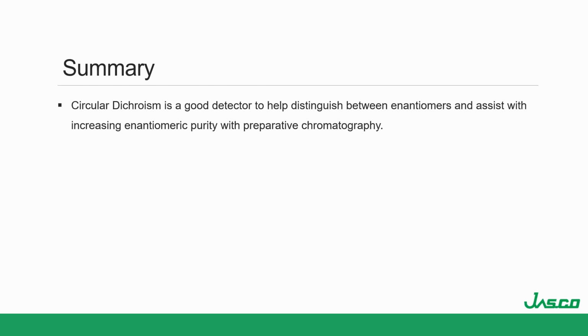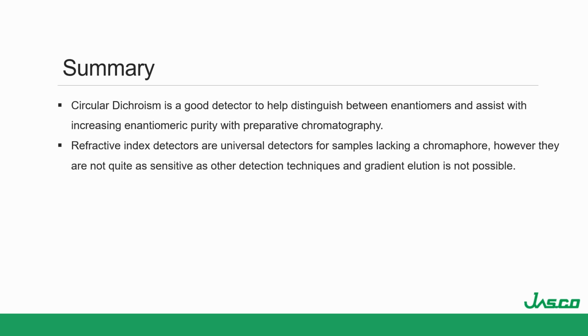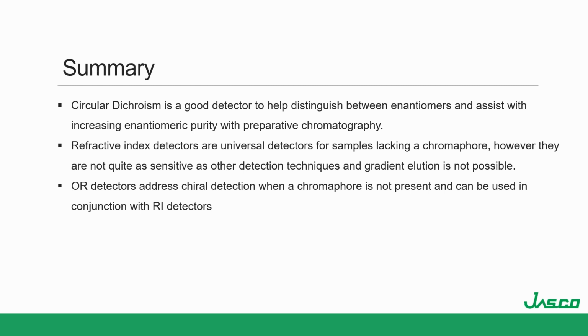So, a summary: circular dichroism is a good detector to help distinguish between enantiomers and assist with increasing enantiomeric purity with preparative chromatography. Refractive index detectors are universal detectors for samples without a chromophore. However, they're not quite as sensitive and gradient elution is not possible. OR detectors address chiral detection when a chromophore is not present and can be used in conjunction with RI detectors.